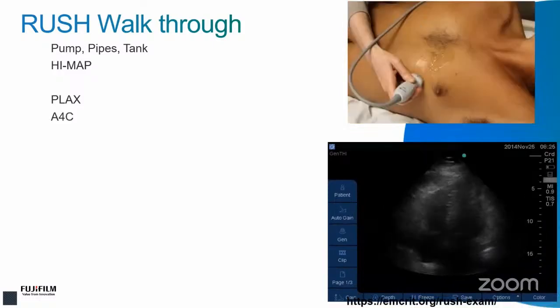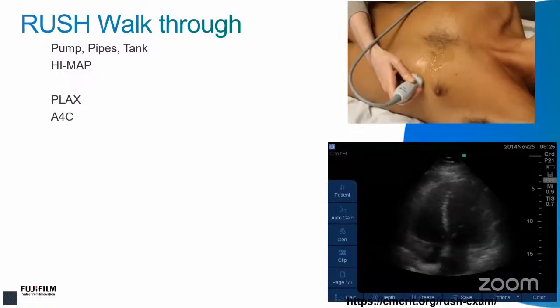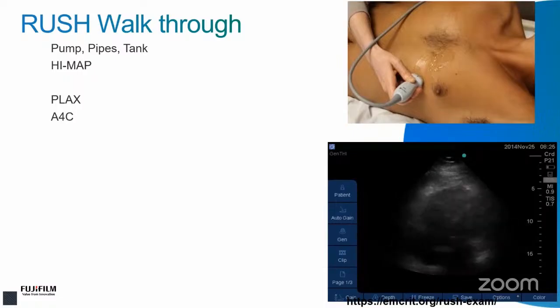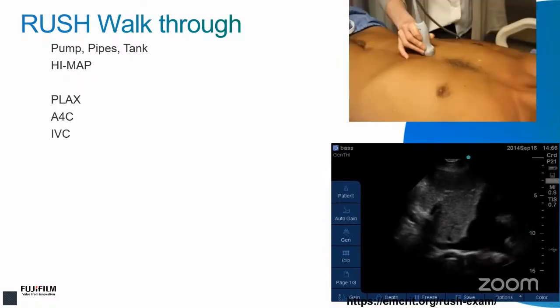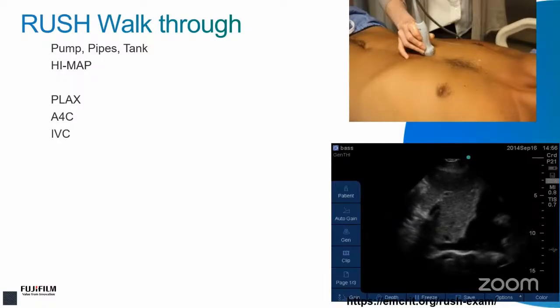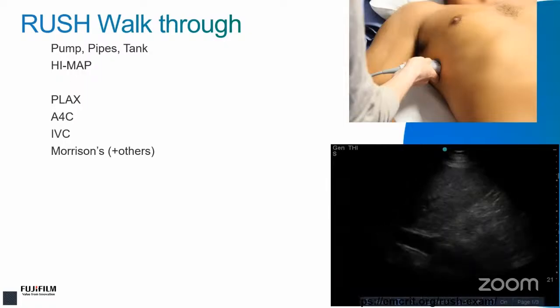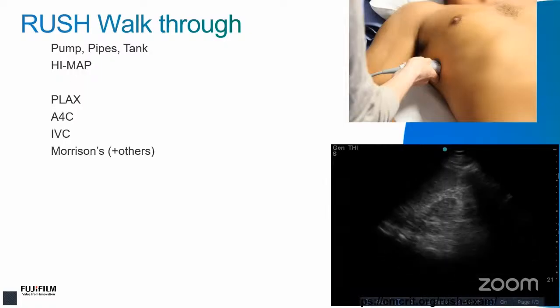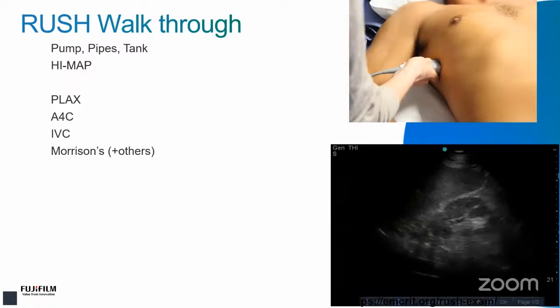And then you can move to an apical four-chamber view, because as I like to tell my trainees, one view is no view. You should always get two views of the heart before committing to your interpretation of it. A view of the IVC, looking to see whether that's big, small, collapsing, non-collapsing. Morrison's pouch, and the other chambers in the abdomen, with the understanding that Morrison's pouch is the most sensitive of those chambers for free fluid.